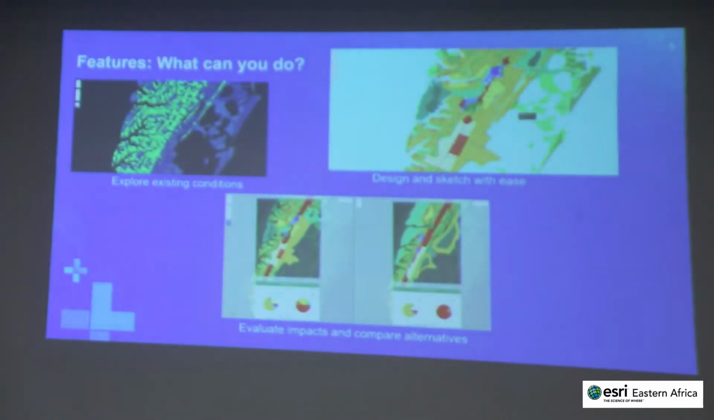What then can you do with ArcGIS GeoPlanner? So I mentioned being able to explore, and with Explore you can have a tool that will assist you to explore existing conditions within a space. So there's a tool called Add Data, and you'll find it within the Explore space of ArcGIS GeoPlanner. And this just helps you to add data.